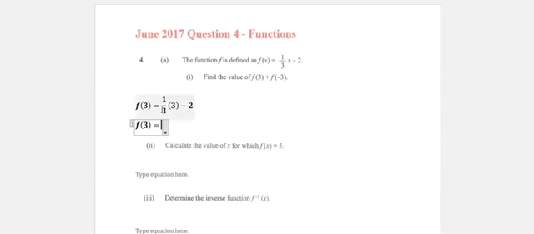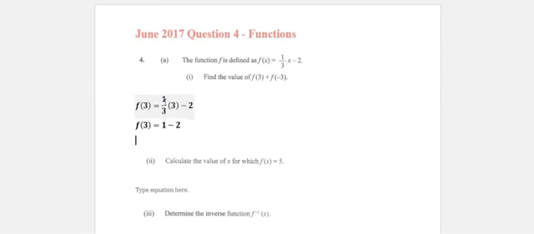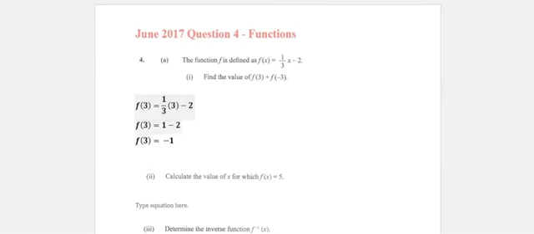So we can cancel our 3 here. 3 into itself goes 1 time, 3 into 3 goes 1 time. So what we have remaining is 1 multiplied by 1. That will leave us with 1, so 1 minus 2. And therefore, f of 3 is equal to 1 minus 2, which will leave us with negative 1.